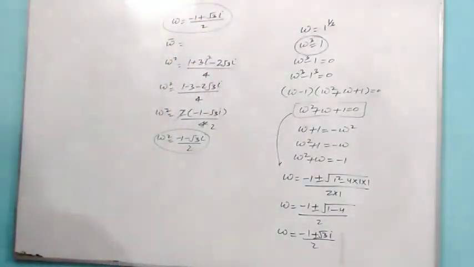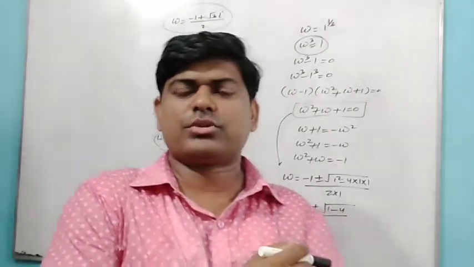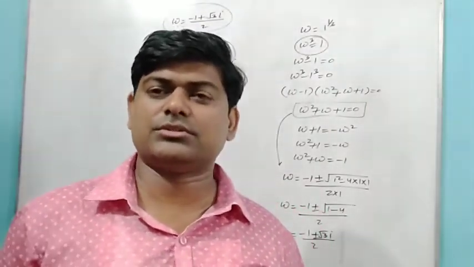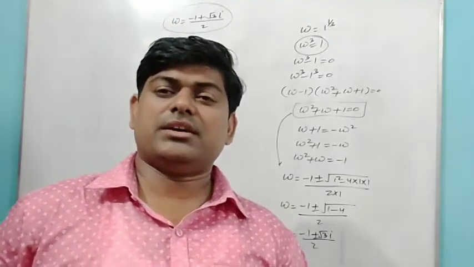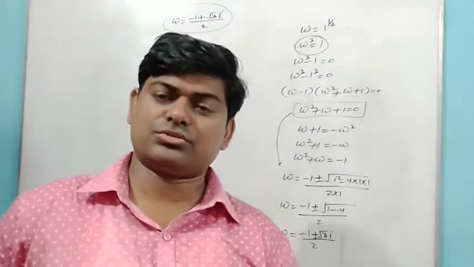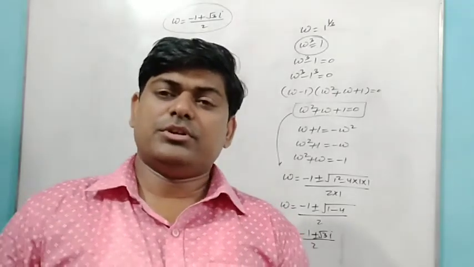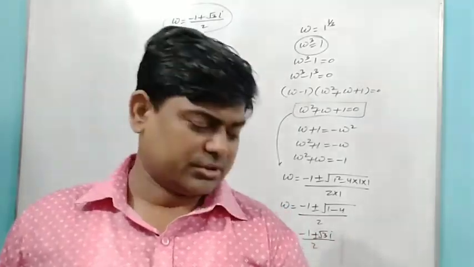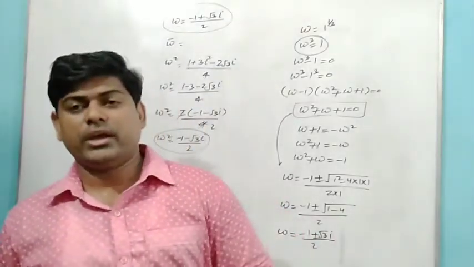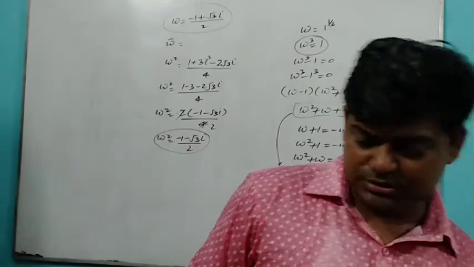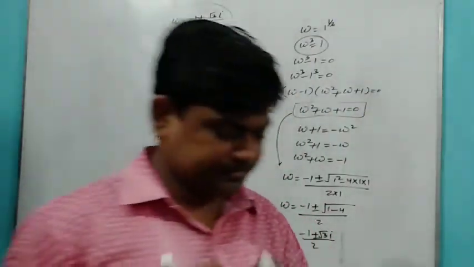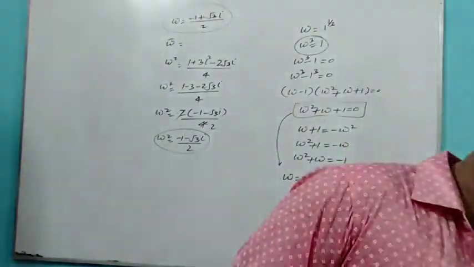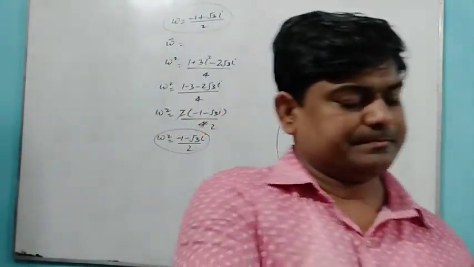So what I am thinking is that if omega is the complex cube root, then minus 1 plus root 3i upon 2 and minus 1 minus root 3i upon 2 will be the values of omega. And now I am going to do some questions based on that, and hope these questions will help you to solve the other questions. Please come to the point.